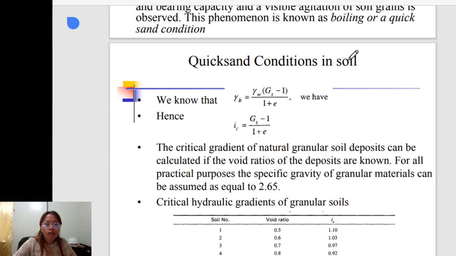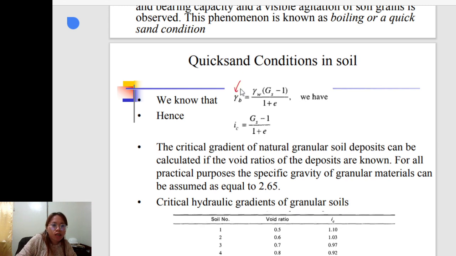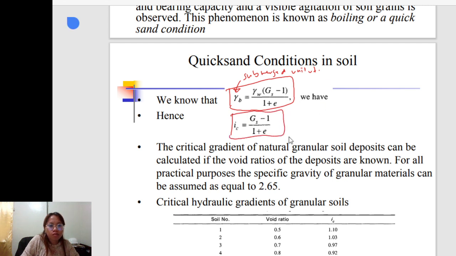So we know that the submerged unit weight, or the buoyant unit weight, of the soil in quicksand condition is equal to this formula. Hence we have i sub C equal to this formula also. These two formulas are important for a quicksand condition.